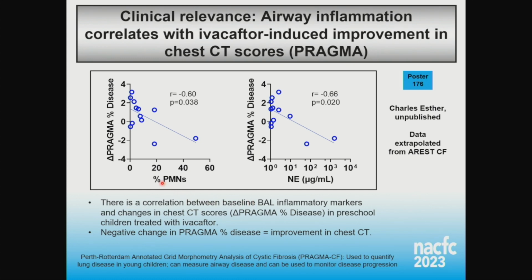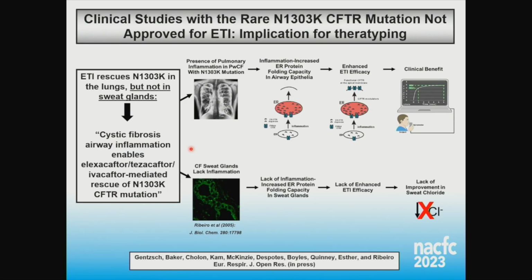So what he found is that when he correlated the percentage of PMNs or neutrophil elastase with the delta PRAGMA percent disease, the PRAGMA score is basically a method that allows the understanding of lung deterioration, if you will. It's a whole bunch of algorithms, morphological changes and so on. So suffice to say that the higher the PRAGMA score, the worse the CF lung disease is. And as you can see here, there is an inverse correlation that signifies that the more inflammation, the less worsening of lung disease.